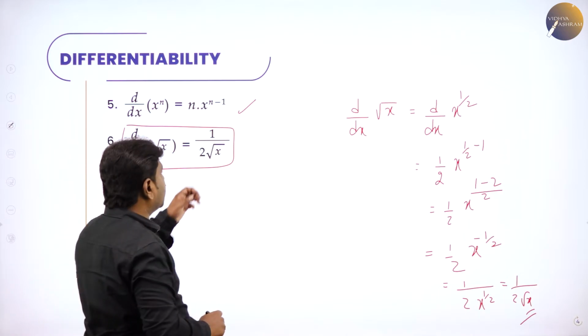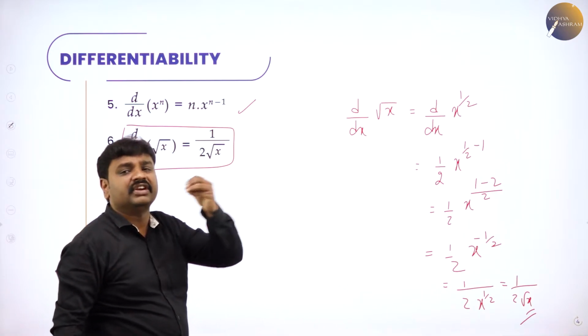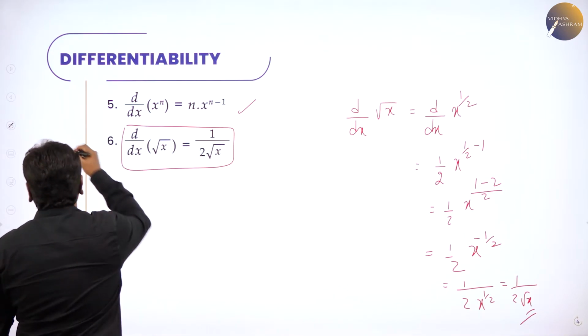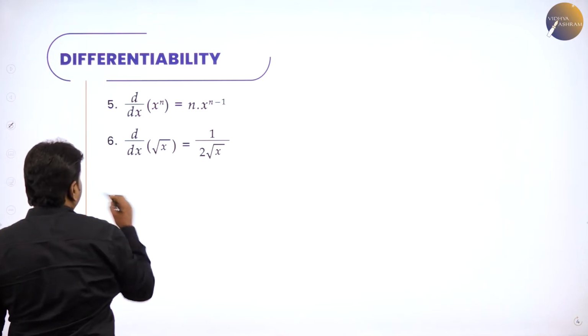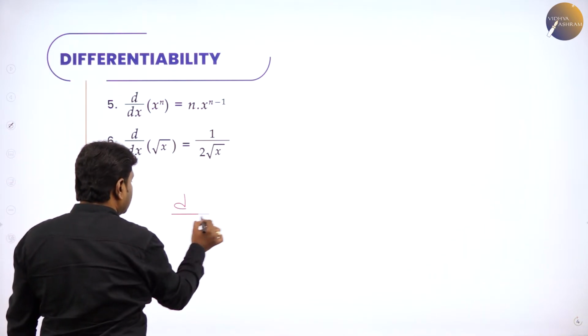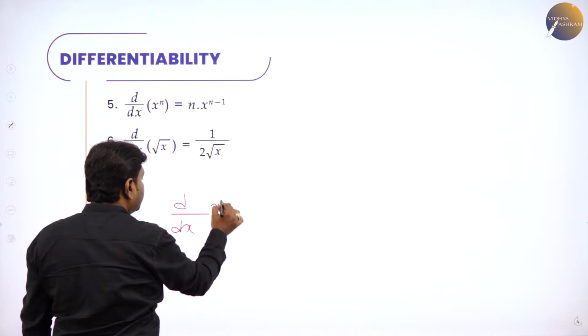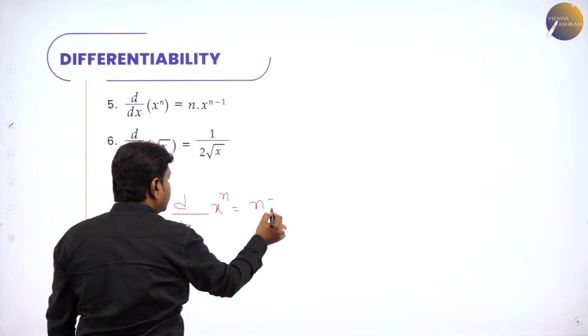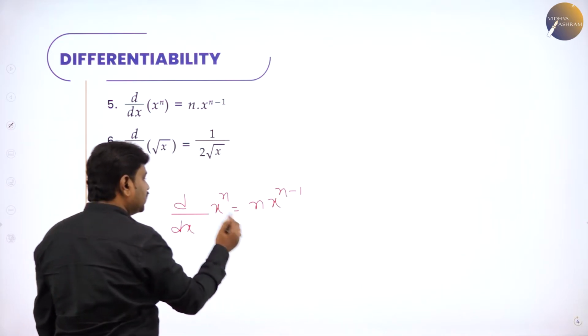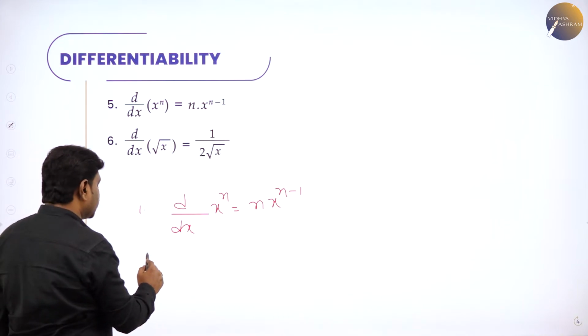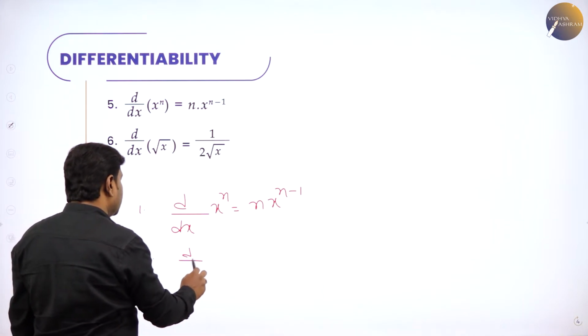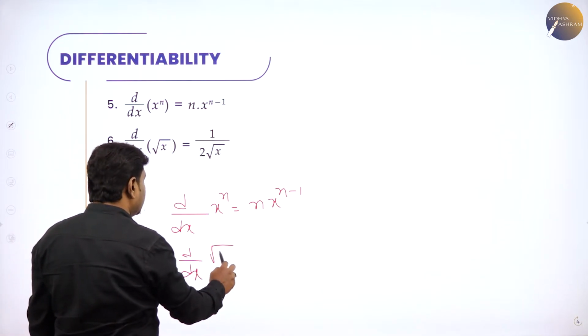Please understand, we can't always take x power half and derive and waste our time. So these three formulae you should remember. What are the three formulae? The very first formula is d by dx of x power n. What is d by dx of x power n? n into x power n minus 1. Any other formulae near to this we can convert. And the second one is d by dx of root x. What is d by dx of root x?